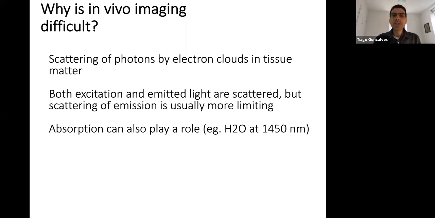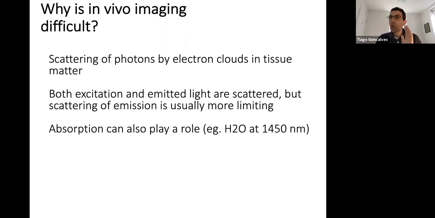So now, why is in vivo imaging difficult? Why has it been a challenge? You've probably heard there's all of this intense research on in vivo imaging techniques over the last 10 to 20 years. And part of the issue is that the brain is not clear. It's a difficult tissue to image through. And the brain is not clear.